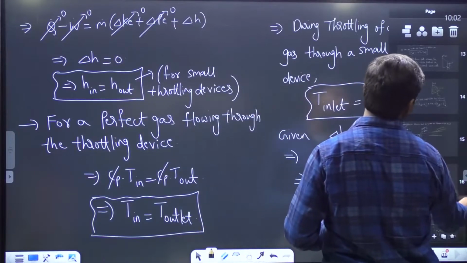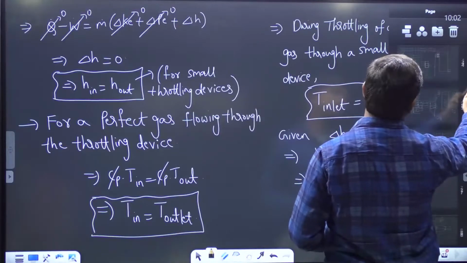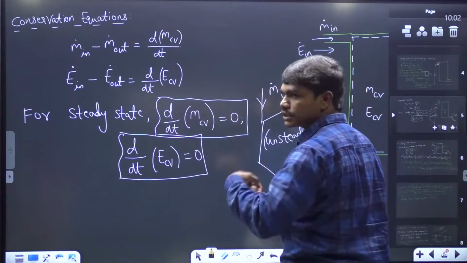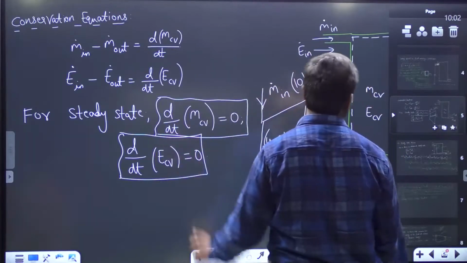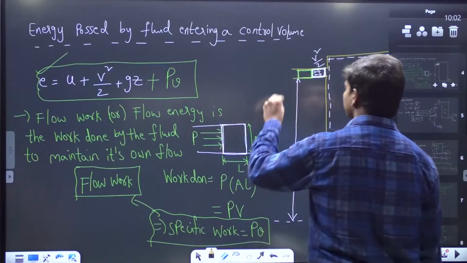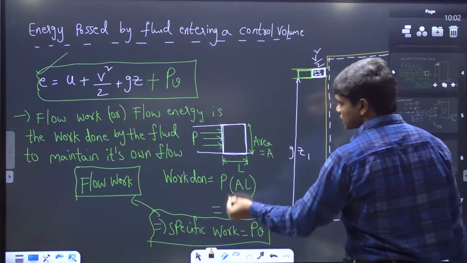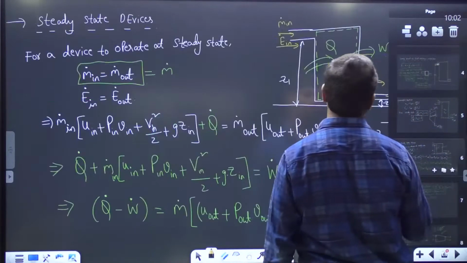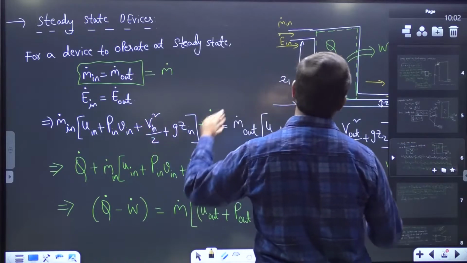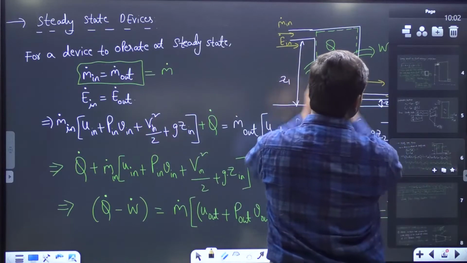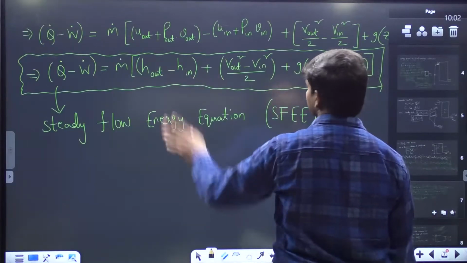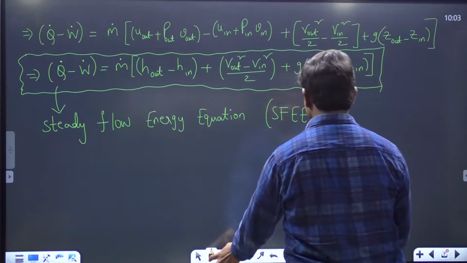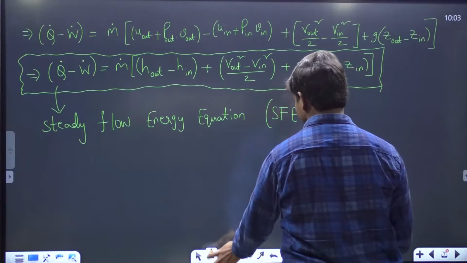If you remember, for steady state I told you the rate of change of mass within the system is equal to 0 and the rate of change of energy is also 0. I told you any open system that's allowing some mass into it will also possess something called specific work, which is done to maintain its own flow. After this we derived the steady flow energy equation by assuming a control volume and assuming different energy transactions that are happening, and finally this is the energy equation for steady state of a control volume gas flow. Correct? This is what we assumed.